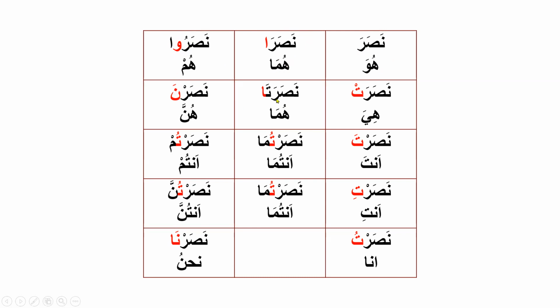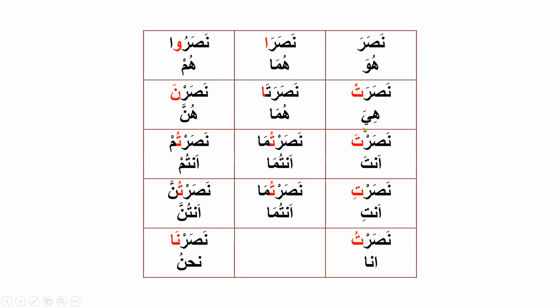See all the highlighted ones, they are pronouns that are inside doers, they are subjects, they are hidden pronouns. Okay, so we are going to inshallah see them in detail. For now we are going to just see the chart. Huwa nasara, huma nasara, hum nasaru, hiya nasarat.